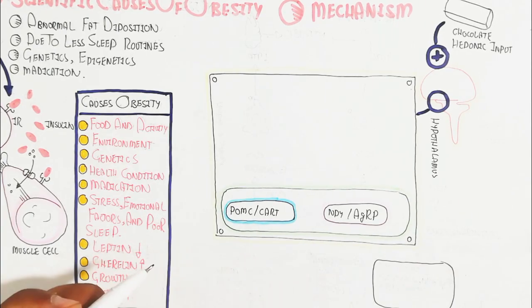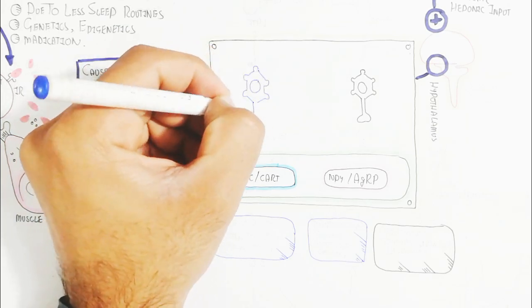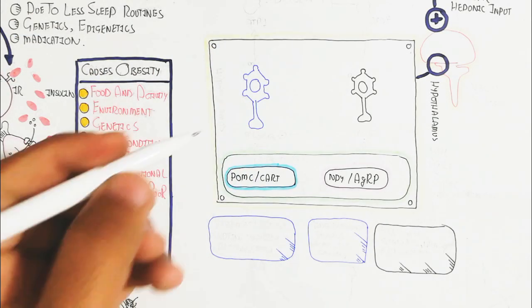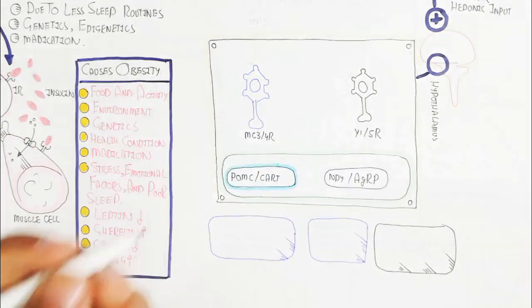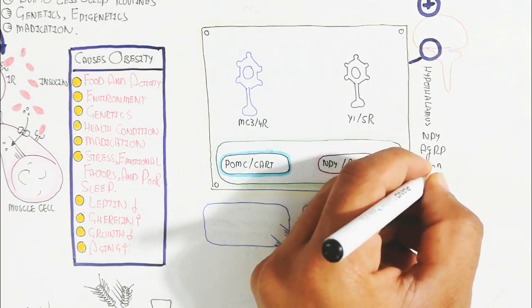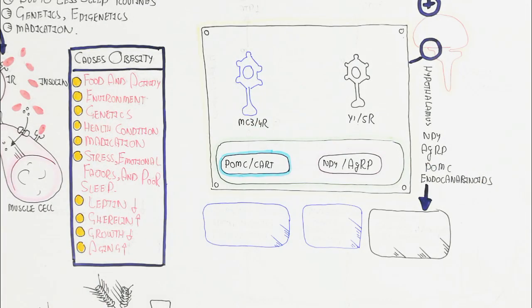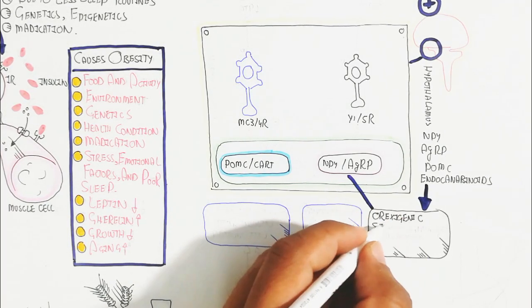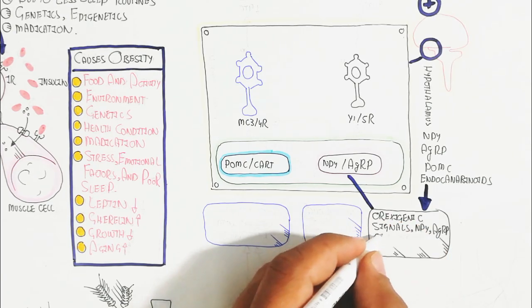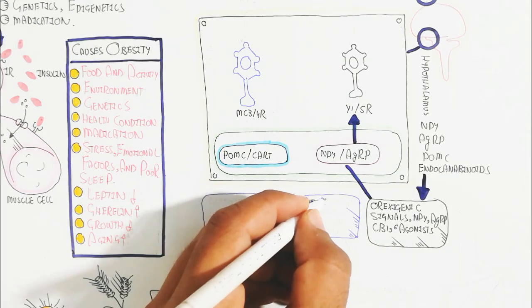The hypothalamus contains POMC and the arcuate nucleus, and NPY and AGRP. These are the neurons, the nuclei, which regulate and control the MC3 and 4 receptors and the Y1 and 5 receptors. The NPY, AGRP and POMC, with endocannabinoids, lead to orexigenic signals. NPY, AGRP and cannabinoid 1 agonists stimulate eating, and this stimulation of eating acts through the Y1 and 5 receptors.